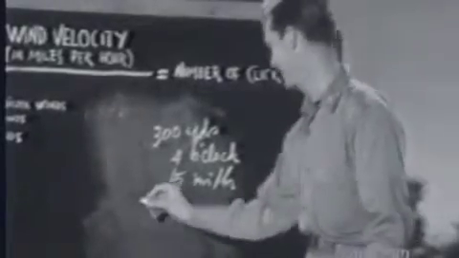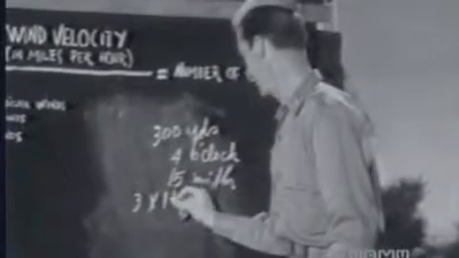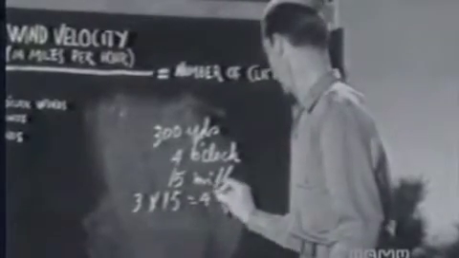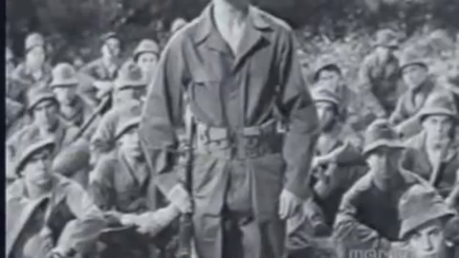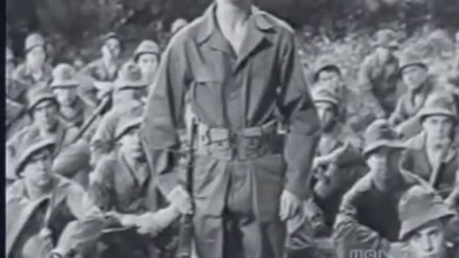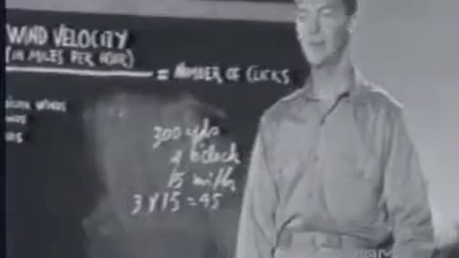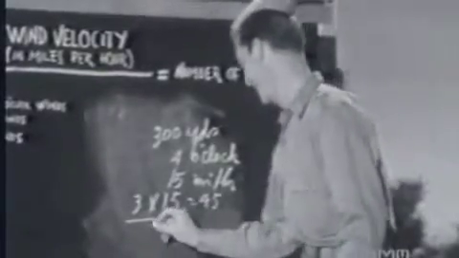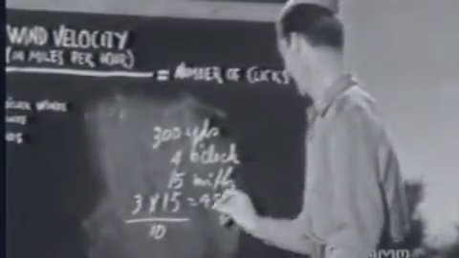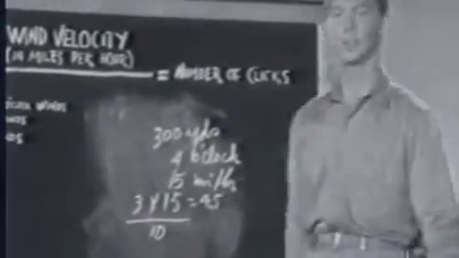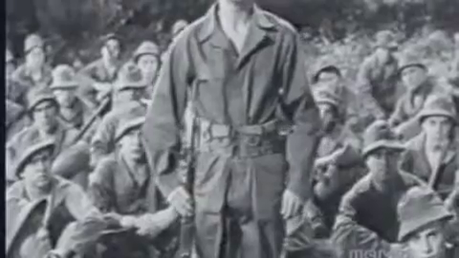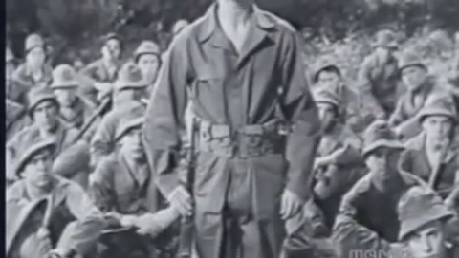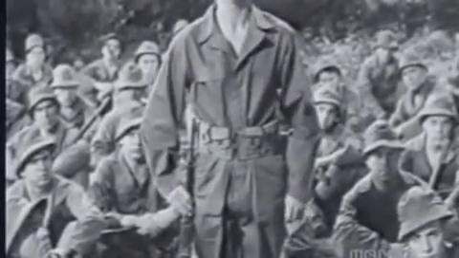Right. Three times 15 is 45. Now what? Then you divide by 10, sir. That makes 4.5. Good. How many clicks of windage? Well, like you said, sir, a guy can't take a half a click, so that'd make 5 clicks, sir.